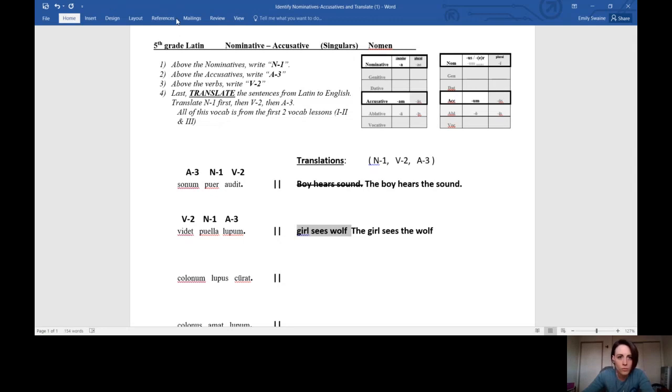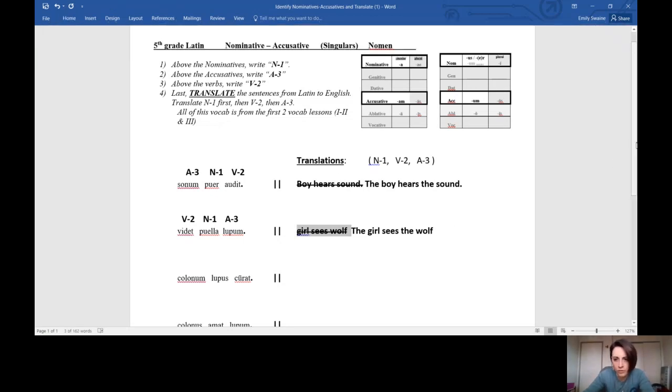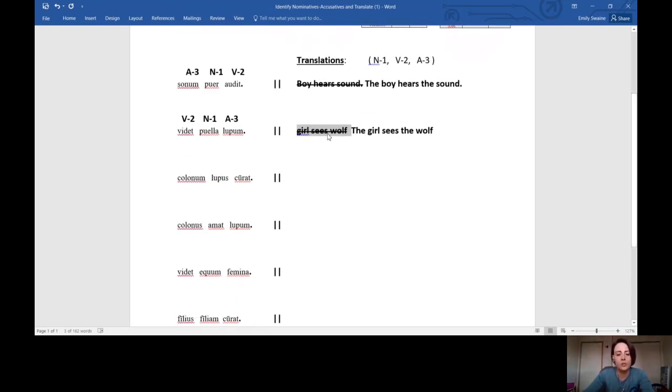And that we don't want. Okay, so instead of girl sees wolf, right? That's my attempt to just translate it very, very basically. And then you can add your articles into your good English sentence. So the girl sees the wolf is fine. A girl sees the wolf. The girl sees a wolf. Either the wolf, a wolf, either one is good. Okay.